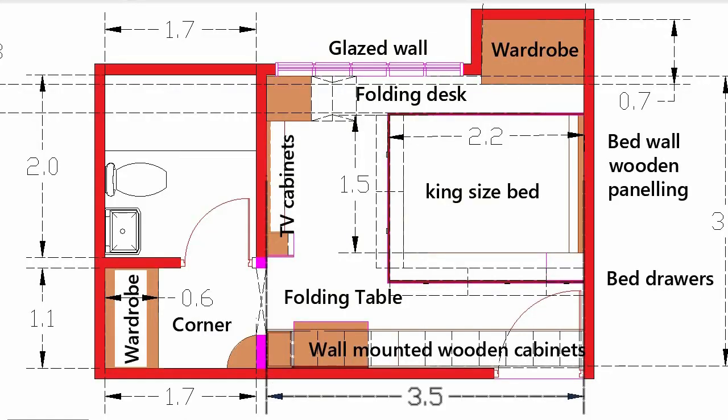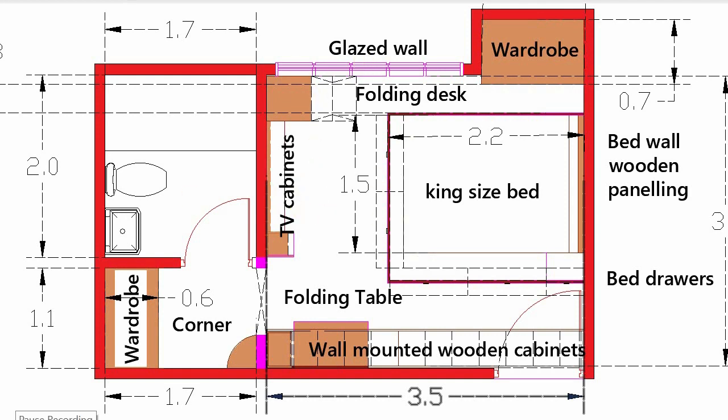The multifunctional furniture that we have used in the design is the folding table and the folding desk, which can be used for multiple purposes. For example, the folding table, which has been designed next to the wooden shelf, can be used for study purposes, and this folding desk, which has been designed next to the TV cabinets, can also be used for storage, and it can also be used as the study table.